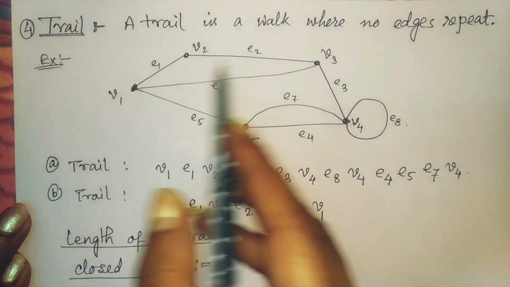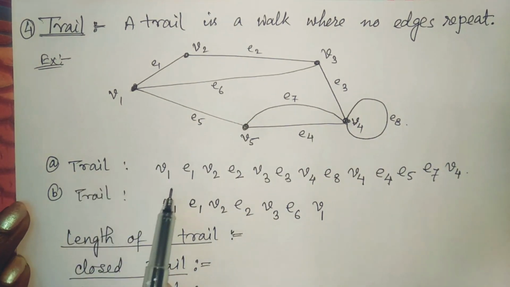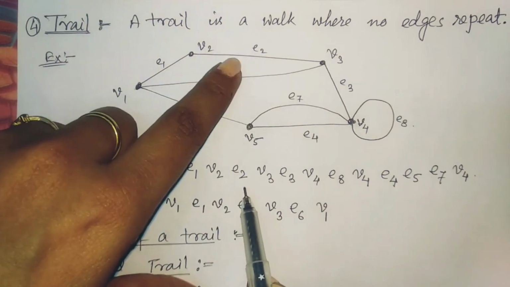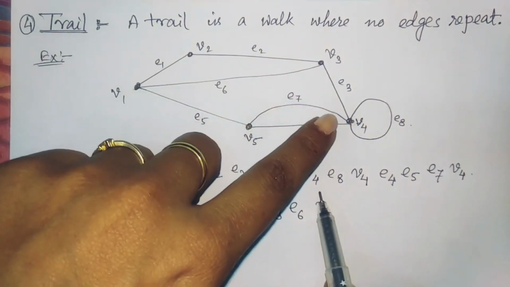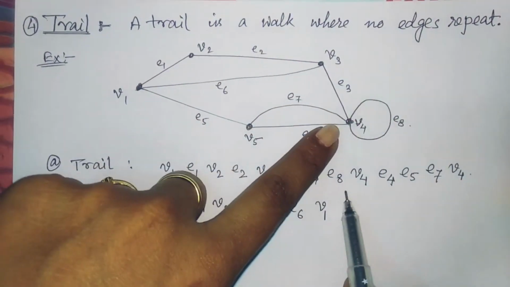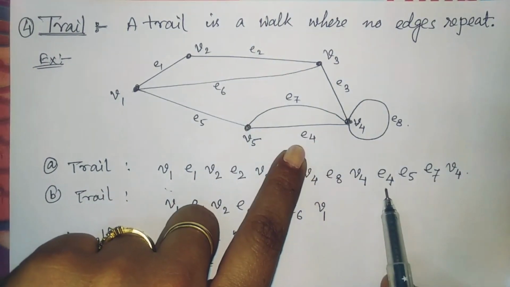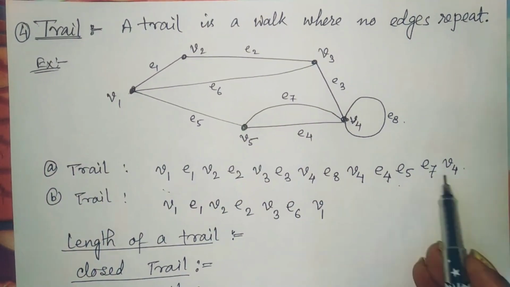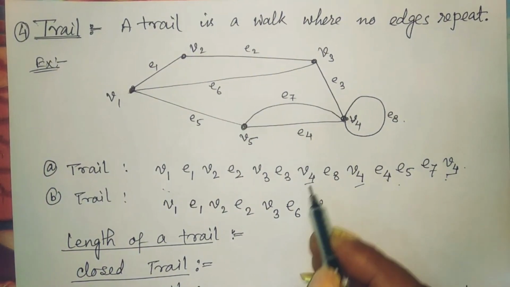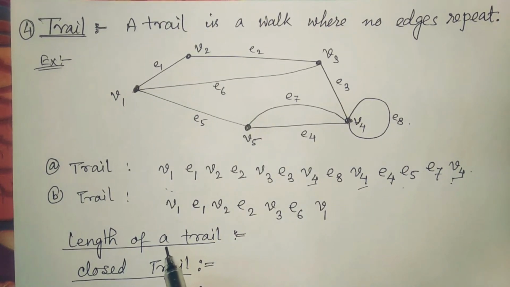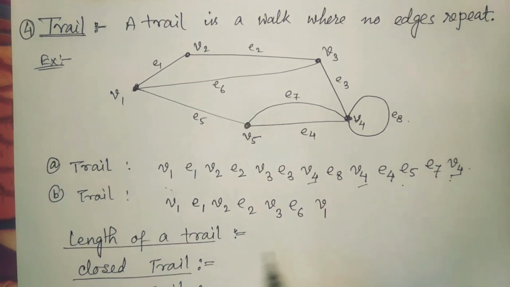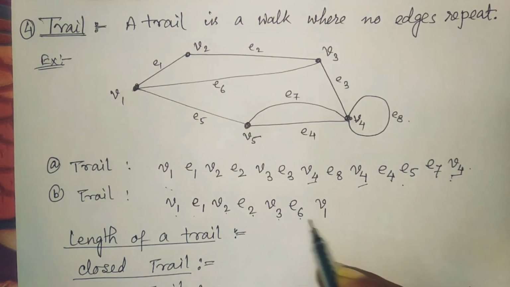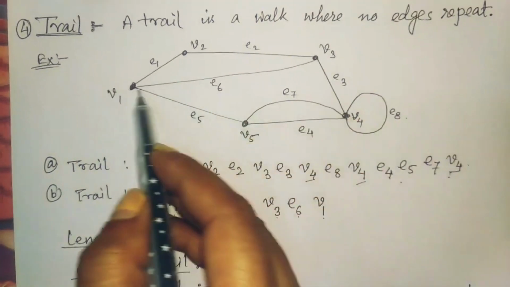For example, if this is the graph, then we construct a trail. Here it is V1, E1, V2, E2, V3, E3, V4, E8, then again V4, E4, V5, E7 and V4. Look, here V4 repeats three times, but no edges are repeated. So this is a trail. Similarly, V1, E1, V2, E2, V3, E6, V1 is another trail.